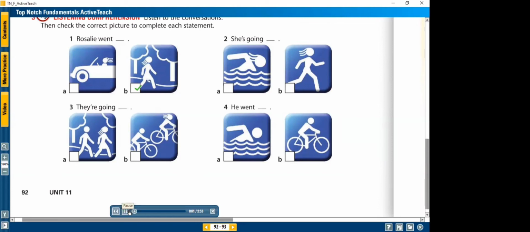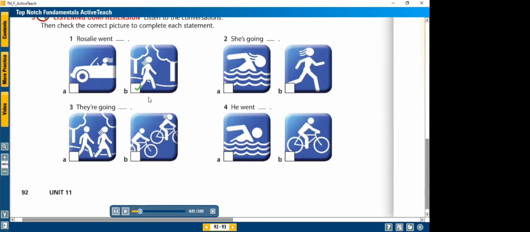Page 92. Exercise 3. Listening comprehension. Listen to the conversations, then check the correct picture to complete each statement. Conversation 1. Where's Rosalie? I'm not sure. She said she wanted to go for a drive. Well, she didn't. Her car's still here.